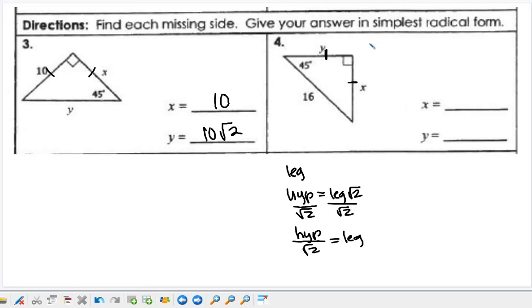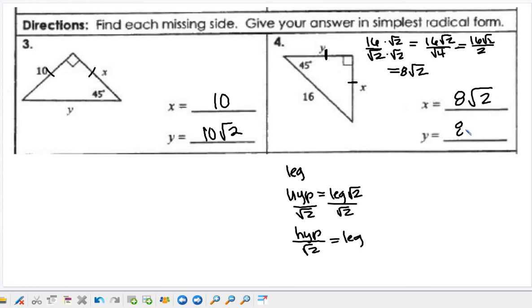Okay, so then I would do 16 divided by the square root of 2, which we know we cannot leave like that. We have to rationalize. So I'm going to multiply top and bottom by square root of 2. So I get 16 square root of 2 over square root of 4. And the square root of 4 is 2. And 16 divided by 2 is 8 square roots of 2. And again, we know that our legs have the same measure, so x and y have to be equal to each other, okay?